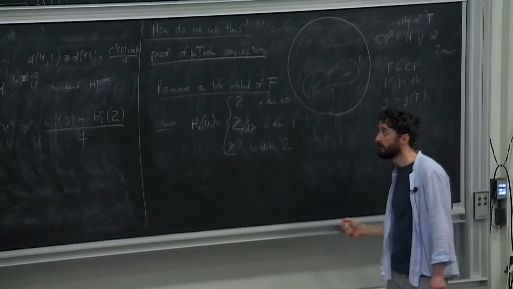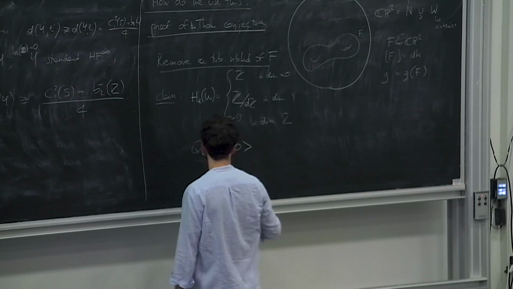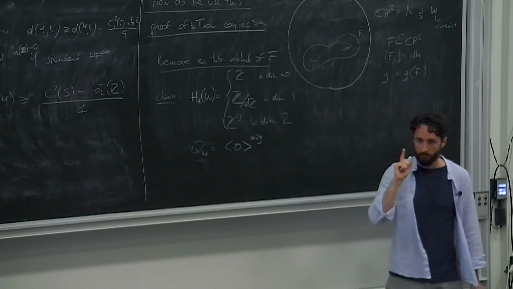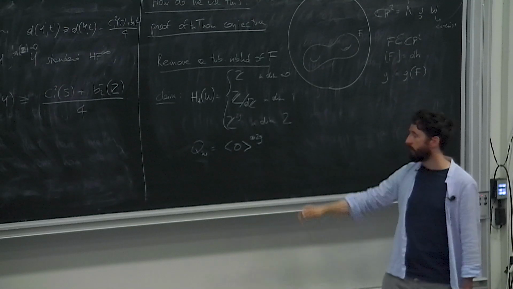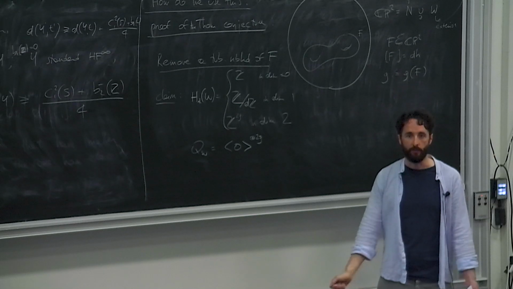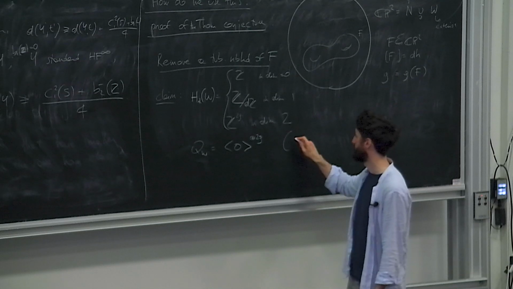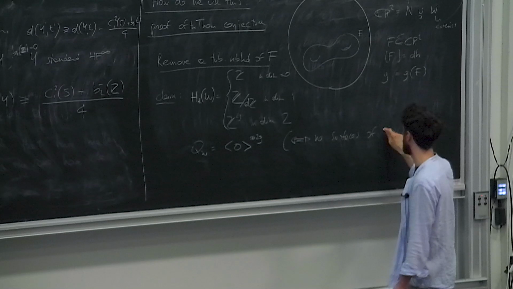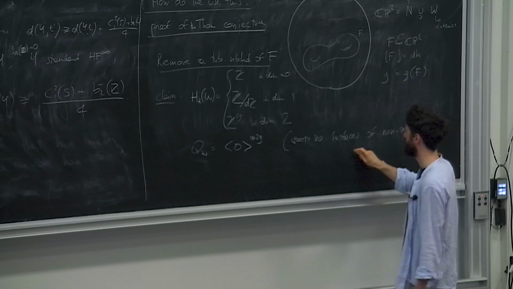The second claim is that the intersection form is null. Not the zero vector space. This is not the zero lattice. But it's a lattice with zero intersection form. The product between any two elements is 0. The square of any element is 0. This is equivalent to saying that there are no surfaces of non-zero self-intersection in W.